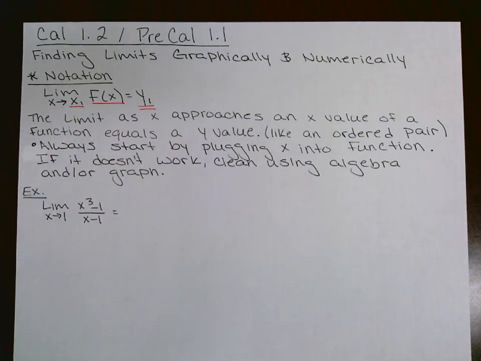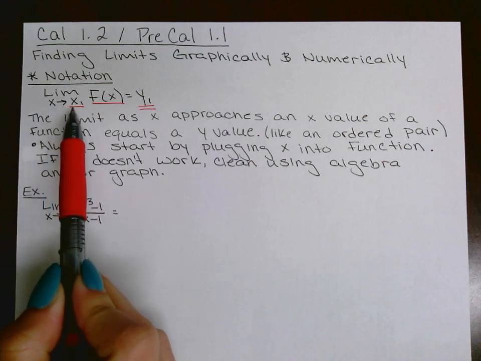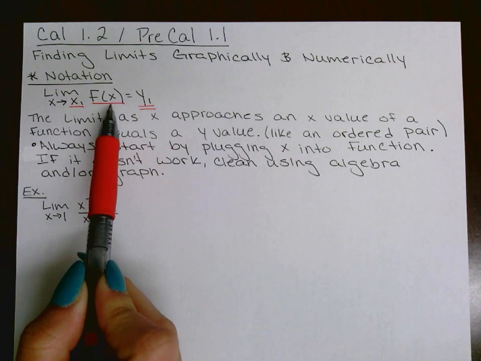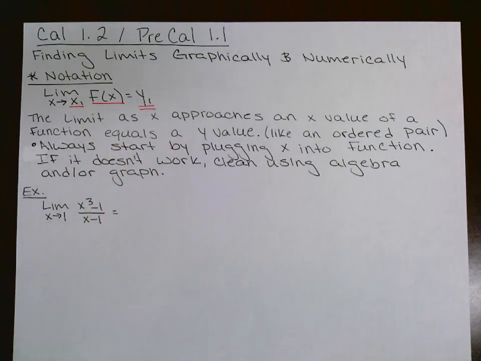Now, the way you read the sentence, that arrow means the word approaches. So you read it, the limit, as x approaches, and then they'll give you a number, an actual x value, of a function, they'll give you a function, equals, and then you'll find the y value. So it's almost like finding the ordered pair, if that makes sense, okay? So you're always going to start by plugging in that x into the function. If it doesn't work, you're going to clean it using algebra and or graphing, whatever visual you need.